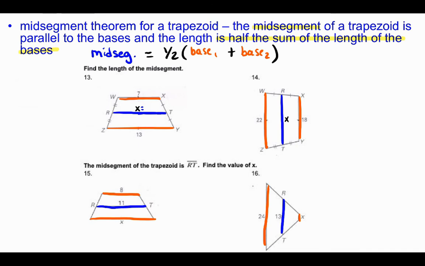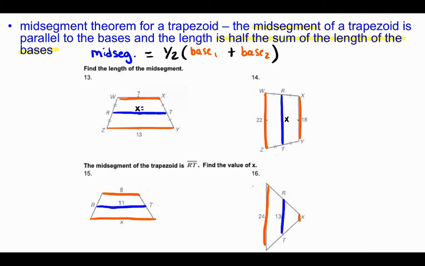In the next set of problems, we're going to be working with the lengths of the mid-segments. So we're going to use our mid-segment theorem, and we're dealing with the lengths. So the mid-segment is half the sum of the length of the bases. The bases are the parallels. Our mid-segment is in the middle. So this is just a matter of substituting in the values and then solving the equation.